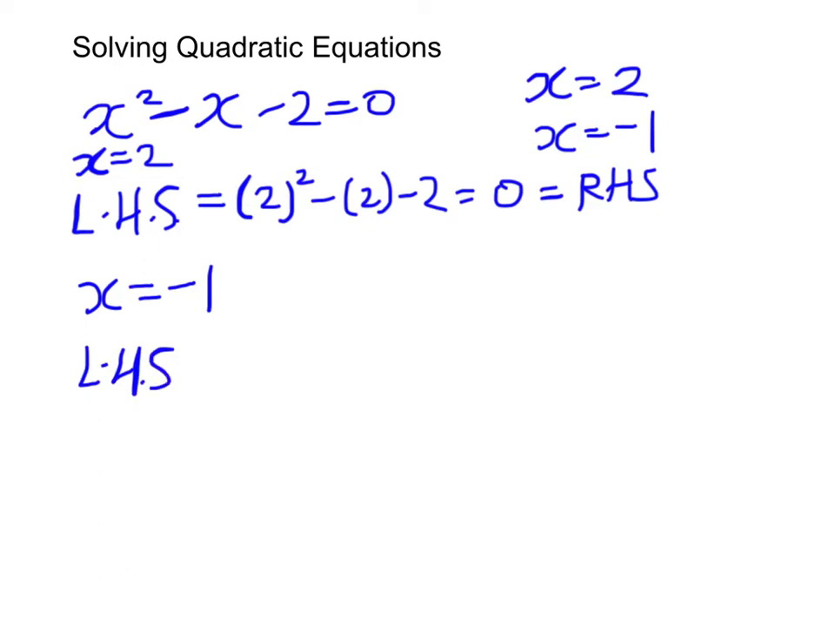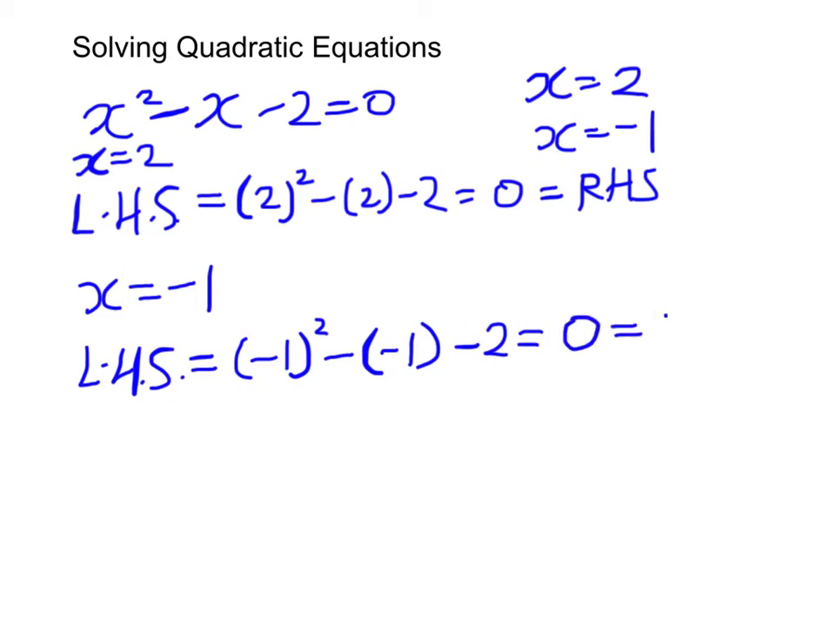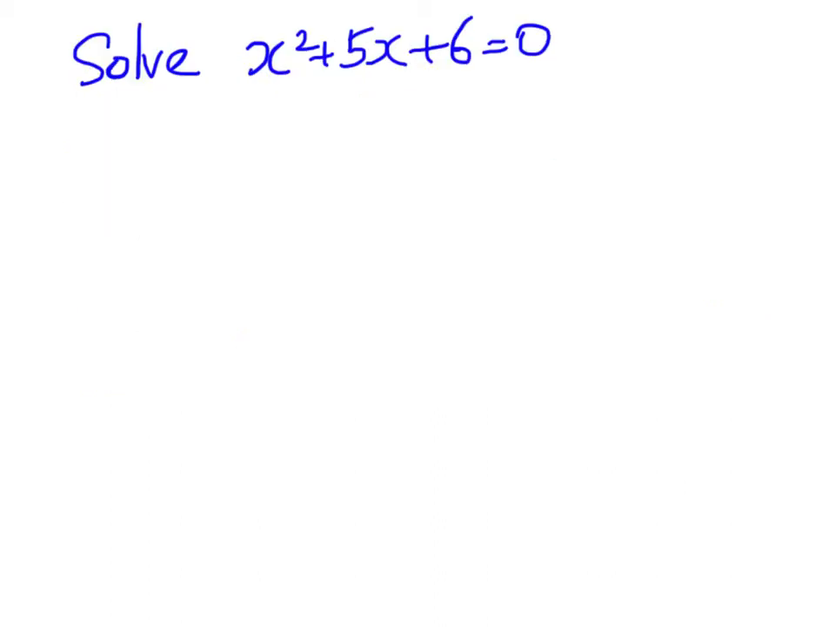We have left hand side, the square of minus 1 minus minus 1 minus 2. We have 1 plus 1 minus 2, and again we get the number 0 and equal to the right hand side. And therefore we have two answers for a quadratic equation. And now we can start to solve a quadratic equation like this one.